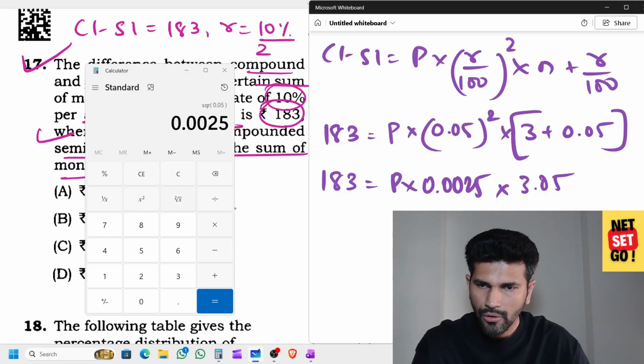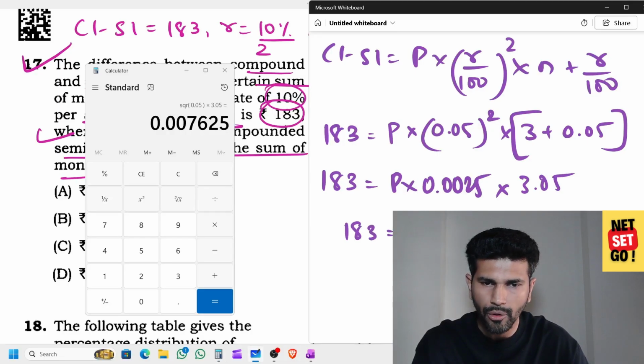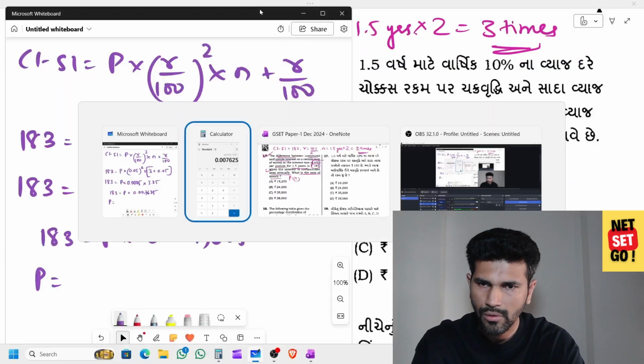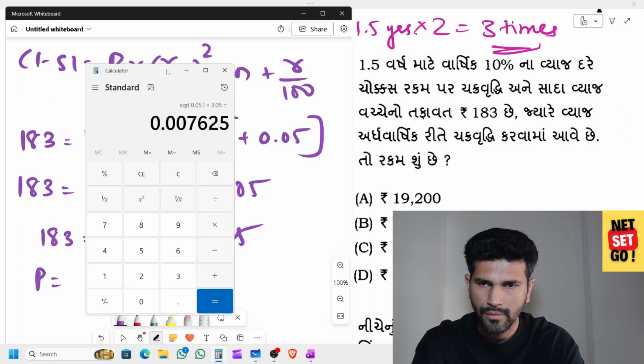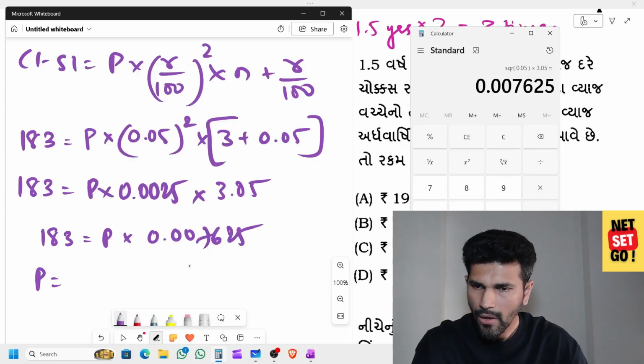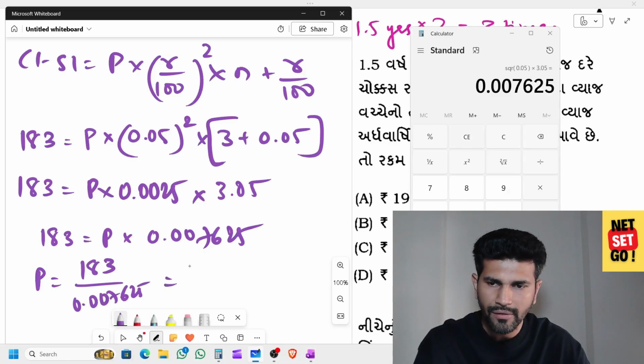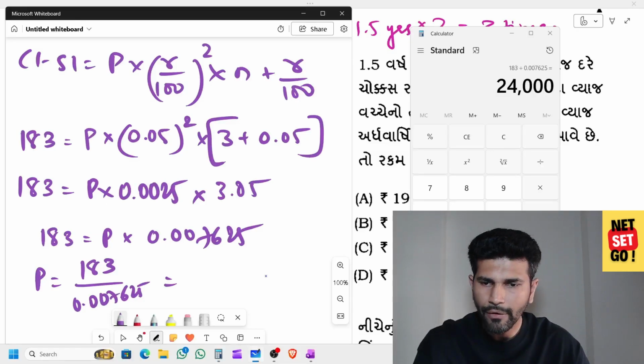So into 3.05 is 183. 183 equals to P into 0.007625. P equals to 183 divided by 0.007625, which is 24,000 rupees.